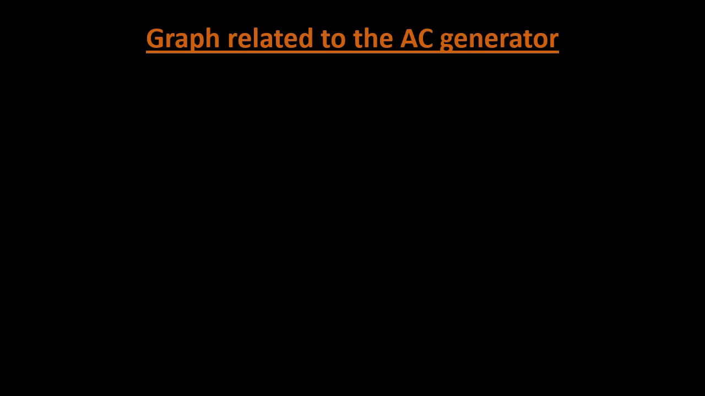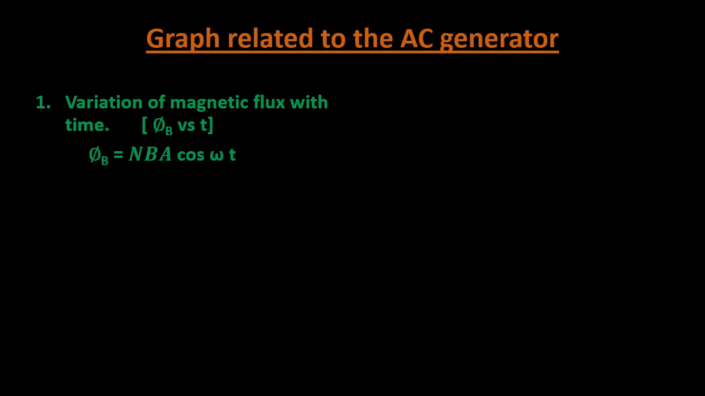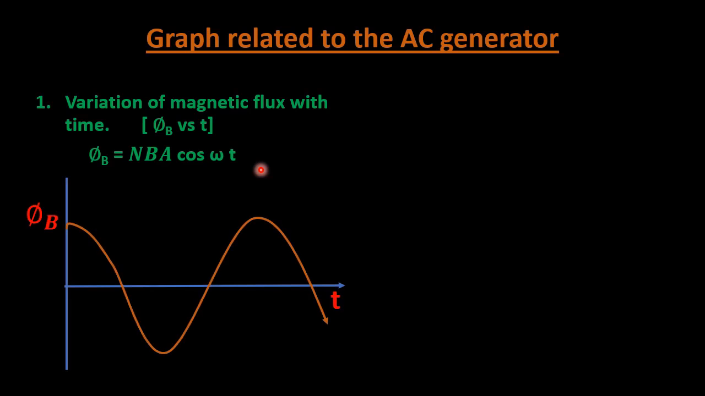Now from this section, there are two important graphs. The first graph is the variation of magnetic flux with time. The expression for the magnetic flux is NBA cos omega t. From this expression, we can plot the graph. When theta equals 0 degree, flux is maximum, so it starts from the maximum value and decreases. When theta equals 90 degree, it will be 0. Similarly, it goes on for 180 degree, 270, 360, etc.